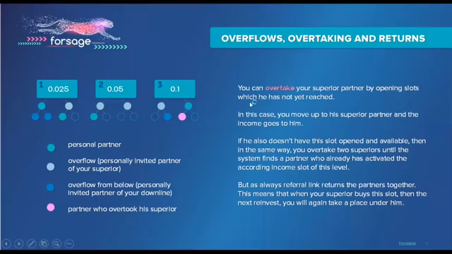So anyways, as I said before, you can overtake your superior partner by opening up slots which they have not yet reached, okay? So in this case, you move up to his superior partner, and then the income from there that you are making on that slot would go to that superior partner.